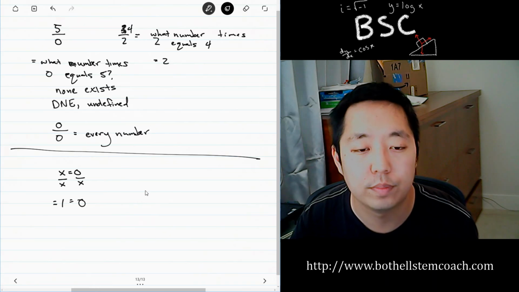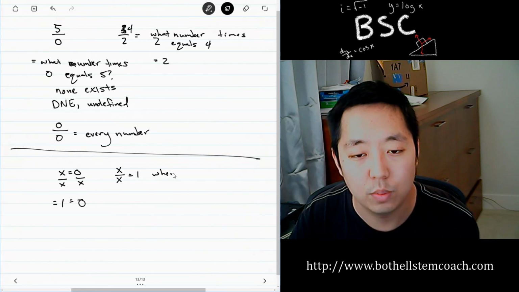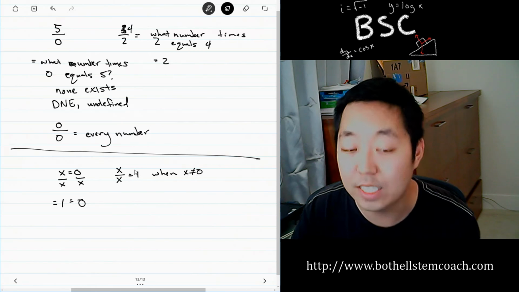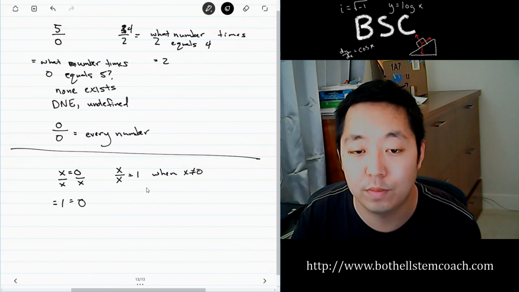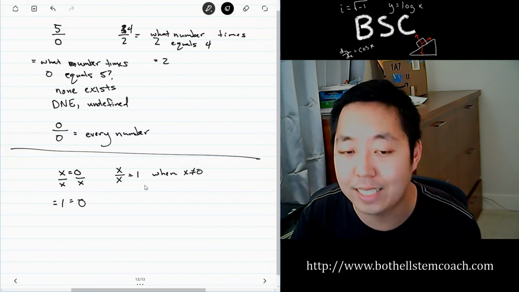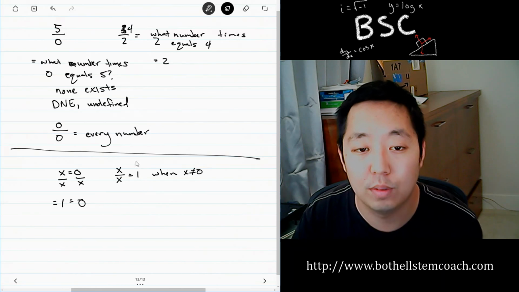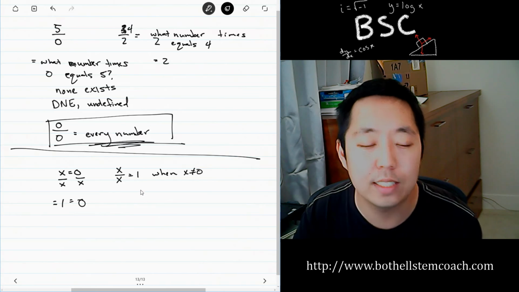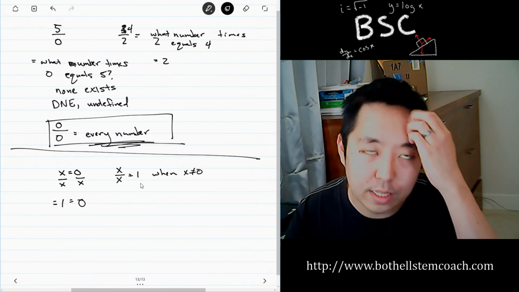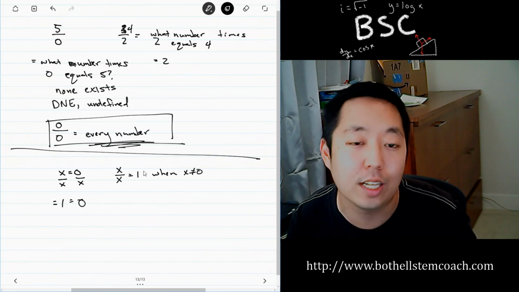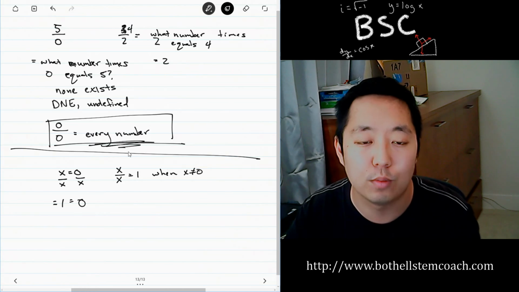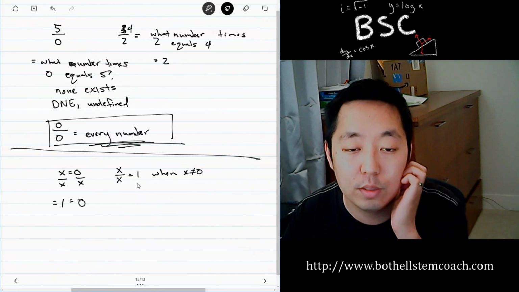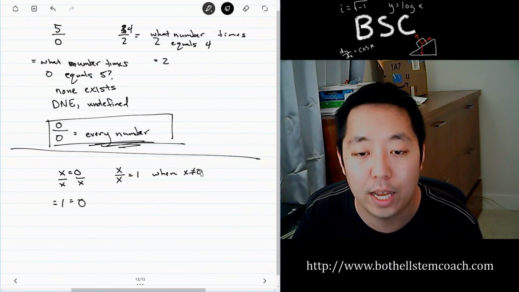No, it's not right. First of all, let's break down the line of reasoning. x over x only equals 1 when x is not equal to 0. It is not always true that anything divided by itself equals 1. It's definitely equal to 1 when x is not 0. We just showed you that 0 over 0 could be any number, so you're not certain that it's 1. It's only equal to 1 in this scenario when x is not equal to 0.